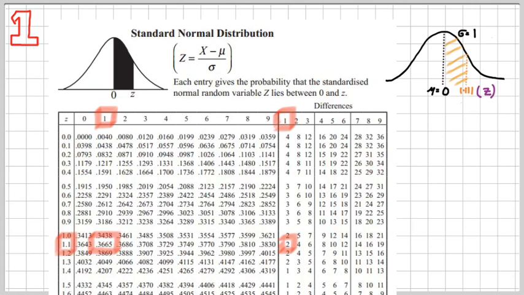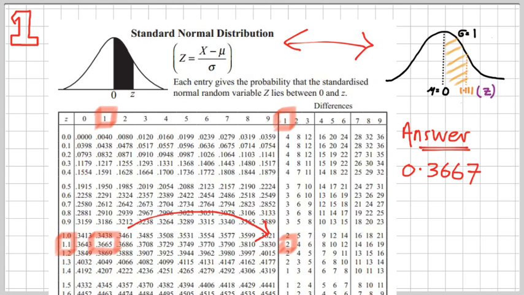However, we need to add that 2 from the differences column onto the end of our probability. So in other words, there's our answer. Now, you may notice that the diagram on the top left, the shaded black area between 0 and z, looks pretty similar to what I've done with the orange shaded area. The reason I've done that is because you must remember that the probability that you look up using this table will be between 0 and the number that you specify.